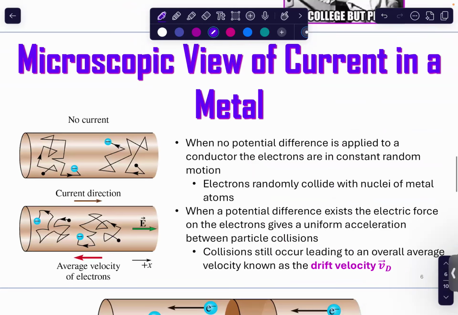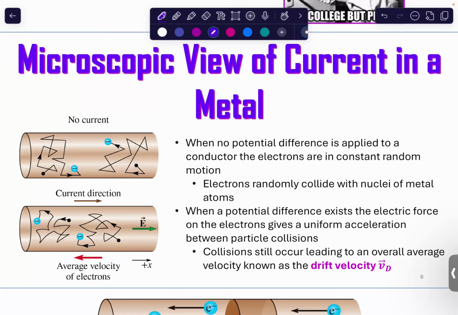Okay, so let's start talking about what current is. You have two diagrams here. The first one is inside of a metallic conductor when no delta V has been applied. Your electrons, do you remember metallic bonding from chemistry? Yeah, so your electrons are essentially like a cloud inside the metal. They're bouncing all over the place. They're bouncing into the positive nuclei of the individual metal atoms.